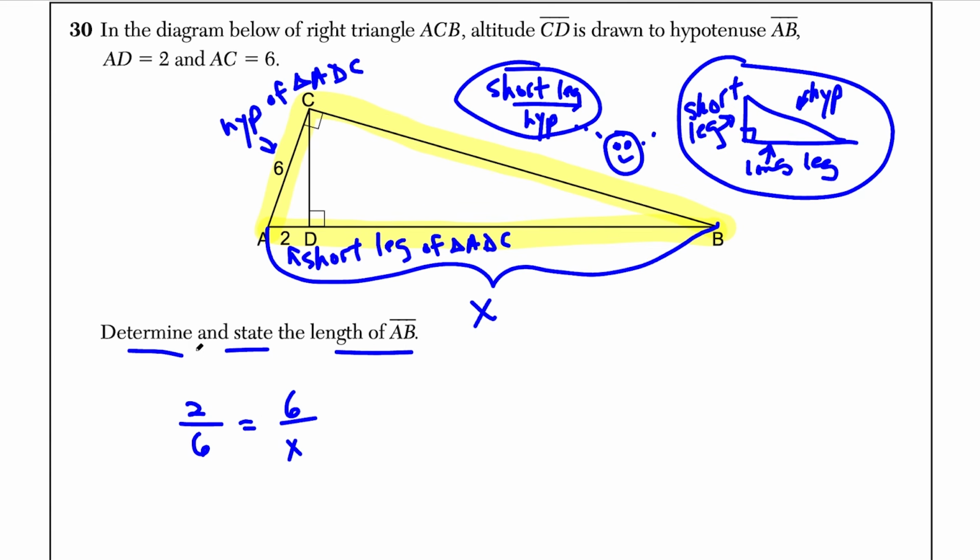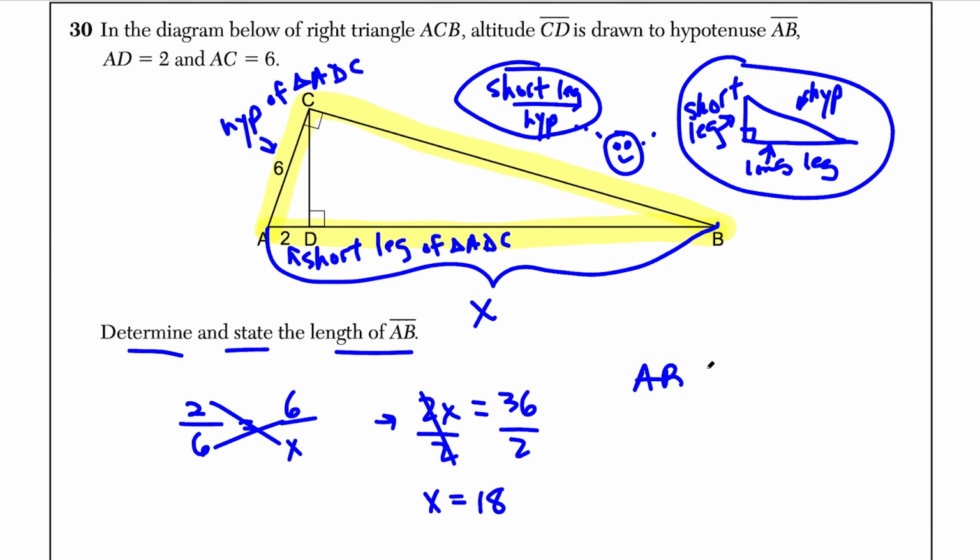Now we just have to solve this proportion for X. We're going to do 2 times X is equal to 2x, and 6 times 6 is equal to 36. Now divide both sides by 2, and that tells us x is equal to 18. But I would make sure I clearly state this: the length of AB is equal to 18, and here's our solution.